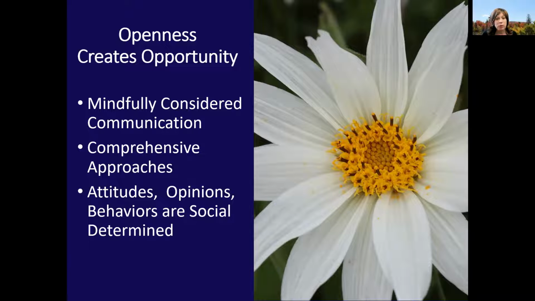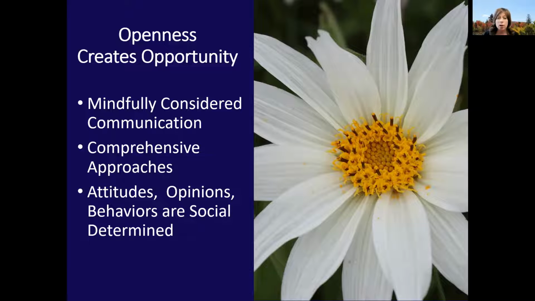Also, it creates opportunity for more comprehensive approaches to looking at the system of an organization and not lumping the sole responsibility on one provider. Frequently, these types of issues are societally driven. They're public health issues. It's about information. It's about misinformation. How do we work and build partnerships to address this so it's not just on one individual?